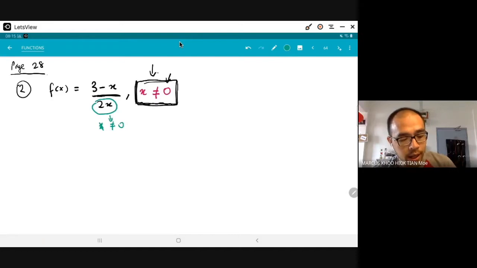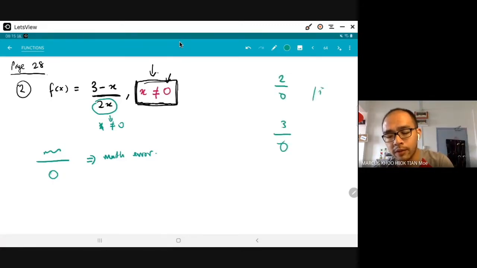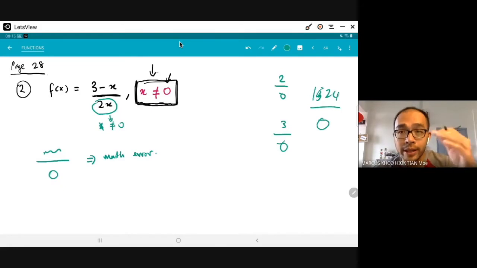Because anything divided by 0, you akan dapat math error in your calculator. If you don't believe me, you just take out a calculator and you press 2 divided by 0, 3 divided by 0, 1524 divided by 0. You will always get a math error. So any function yang ada pecahan, dia punya di bawah itu tidak boleh sama dengan kosong.